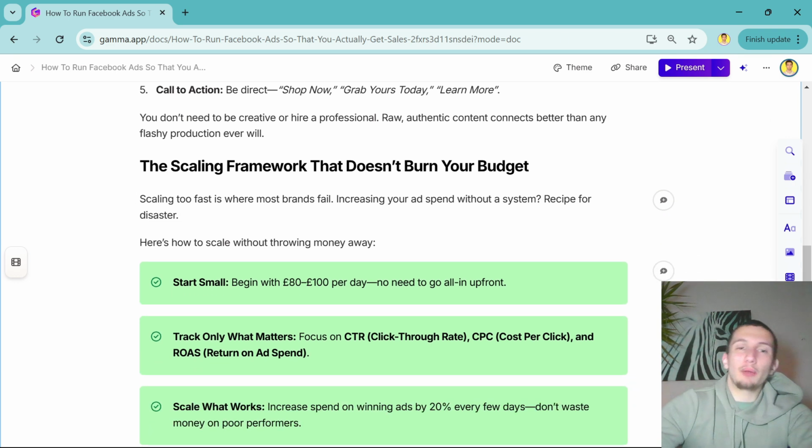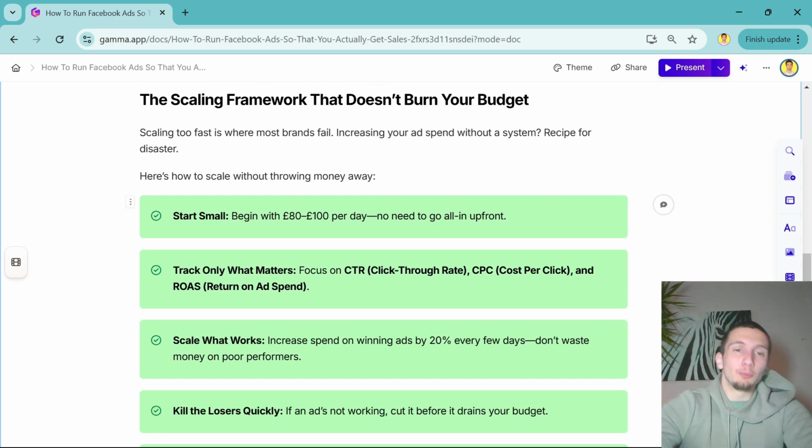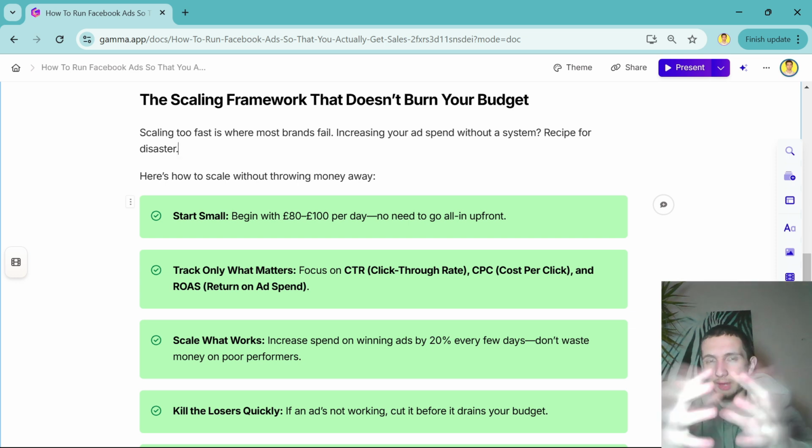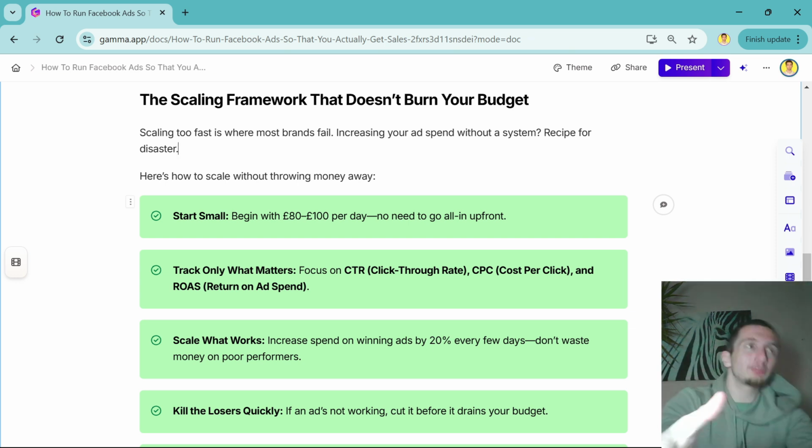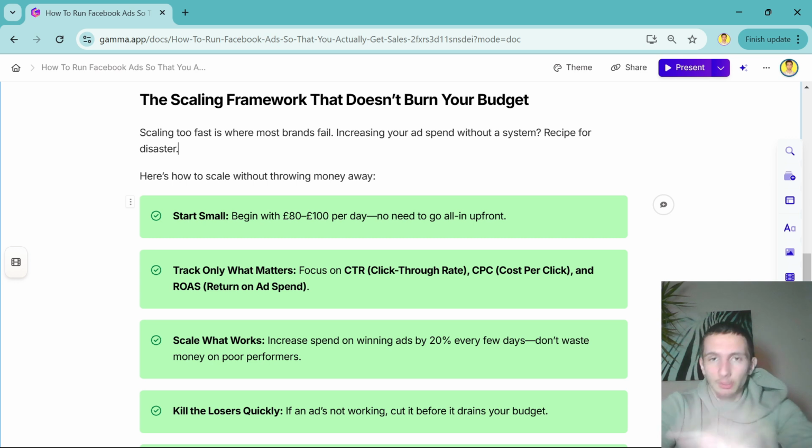So to scale without throwing your money away, you need to start small. Begin with something like £80, £100 a day. You don't need to go all in at the beginning. Of course, you're going to go all in with your time and your energy and your expertise. Unless you're watching my videos, I put all my marketing wisdom, I condense it and give it to you in a very condensed fashion. But if you're doing this by yourself and it's the first YouTube video that you're watching, you're going to go all in with your knowledge rather than your money because you're still starting to figure things out.